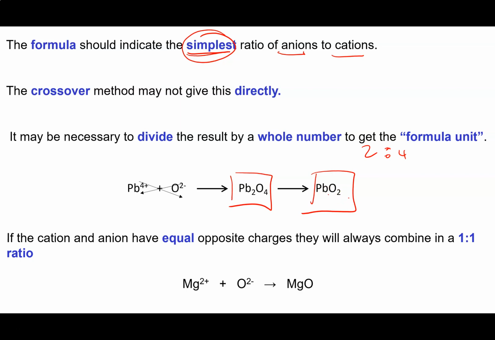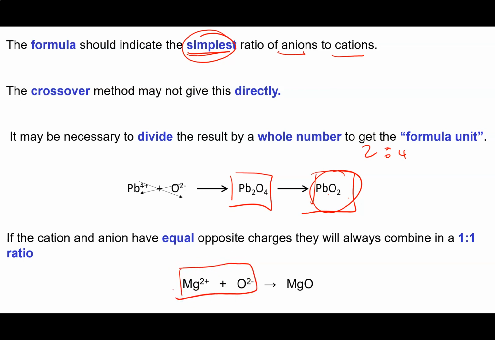So that's a little something that you want to be aware of. It doesn't come up very often, but after applying the crossover rule, you should check to see whether you can simplify your formula by dividing through by a common multiple. Now, you don't always need to use the crossover rule.